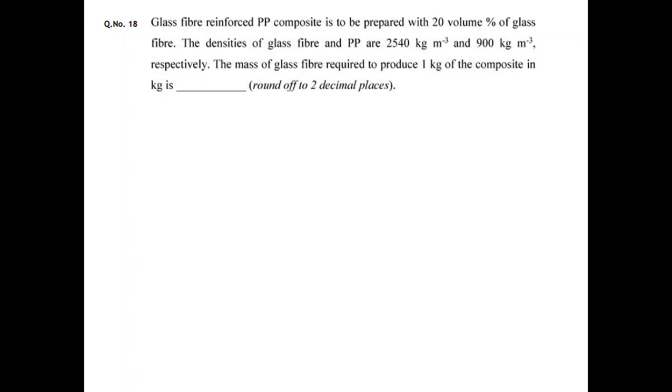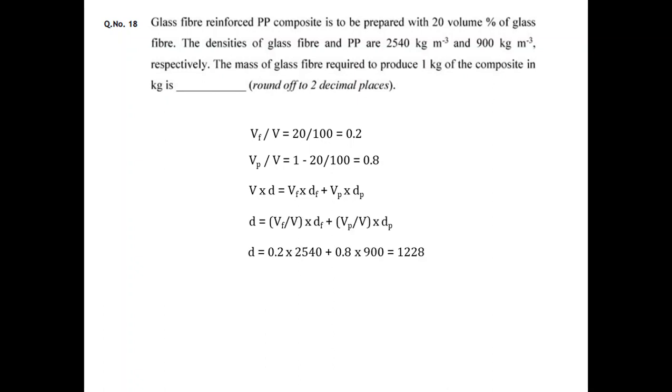As volume fraction and density of glass fiber is given, we can determine the weight of fiber per kg of composite. As volume fraction of glass fiber is given, the volume fraction of polypropylene will be 1 minus volume fraction of glass fiber. Considering mass balance, the volume of composite multiplied by density will be equal to the sum of the volume multiplied by respective densities of glass fiber and polypropylene. So volume fraction and density is given. We can put those values in the equation and then calculate the density of the composite.